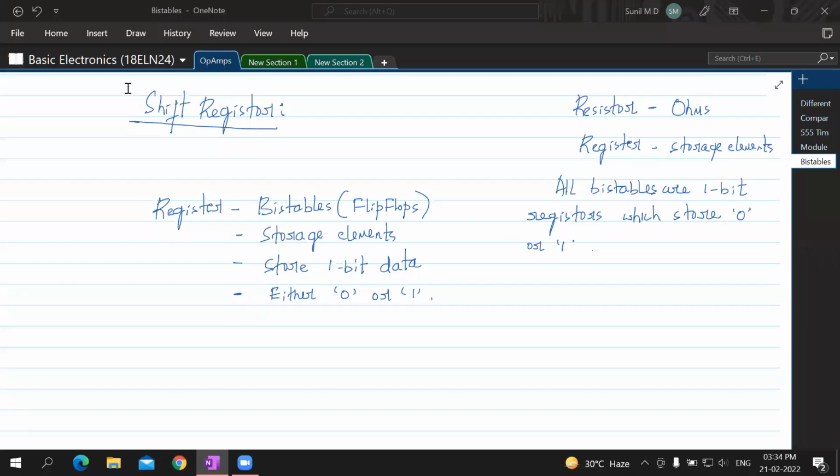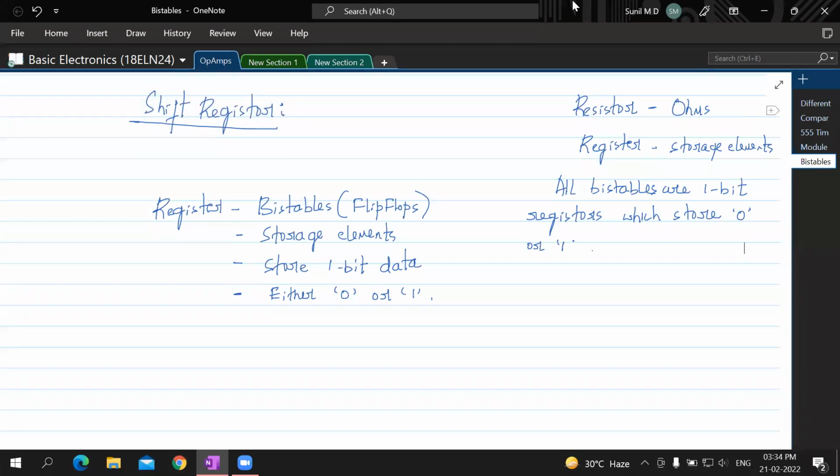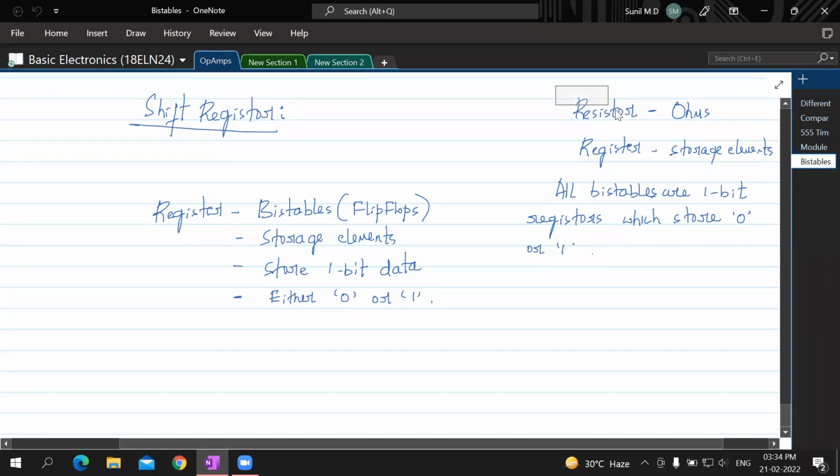Okay. Now we shall see what is a shift register. You should not mistake this particular register for resistors. It is a register, which means it's a storage element, not a resistor. Fine. Now here, a register is nothing but a bistable or a flip-flop. It is a storage element. It stores 1-bit data, which is either a 0 or 1.